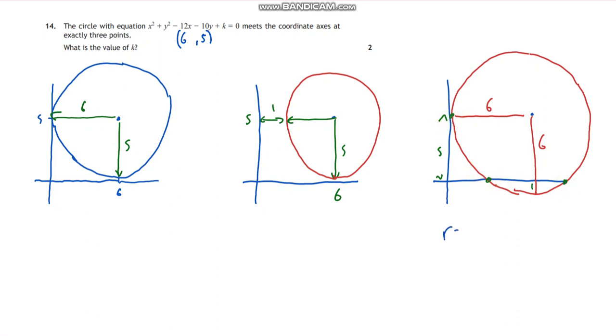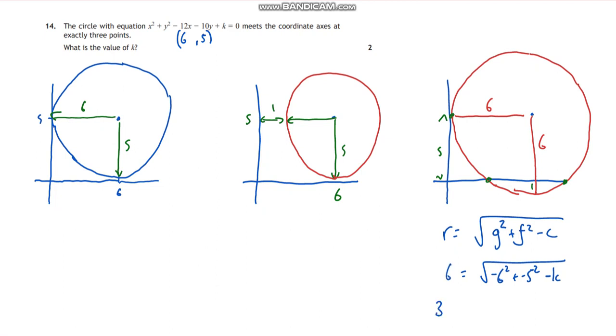You can say, well, the radius is the square root of g squared plus f squared minus c. I don't know why I said negative, so it's just g and f, isn't it? Apologies. So your g is going to be negative 6, squared. Add on negative 5 squared, and I'm taking away that k value. So that would be equal to the radius, which I've said in this case is 6.